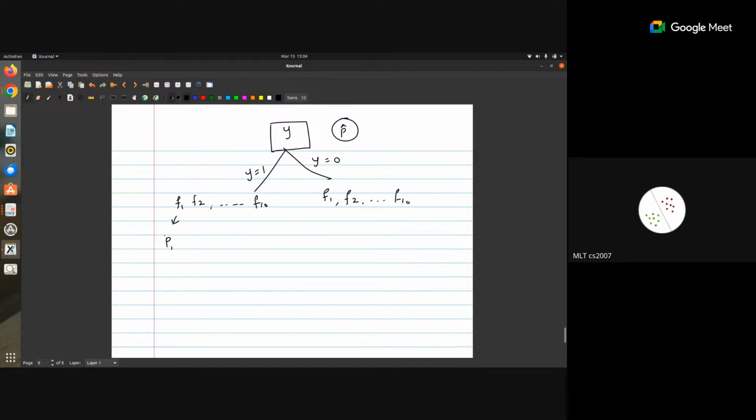So can I say P1 hat and P2 hat, let's say corresponding to label 1, similarly up to P10 hat corresponding to label 1. Here P1 hat corresponding to label 0, P2 hat corresponding to label 0, and so on. So these many parameters we need to estimate. The total is 1 plus 10 plus 10, which is 21 parameters.